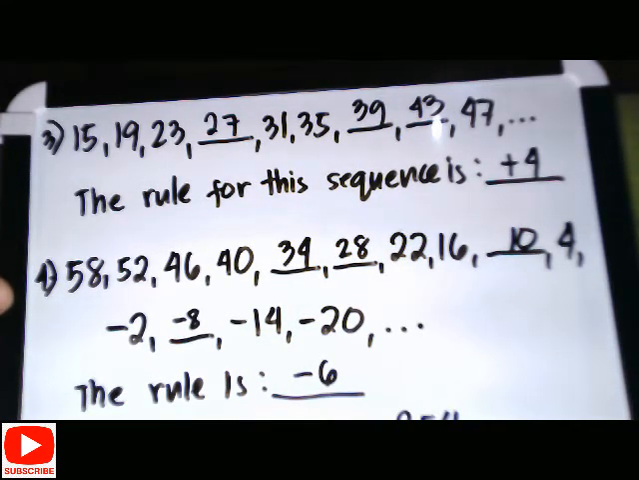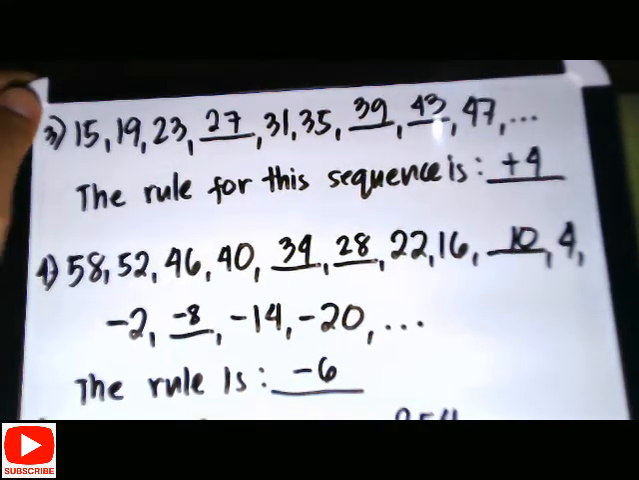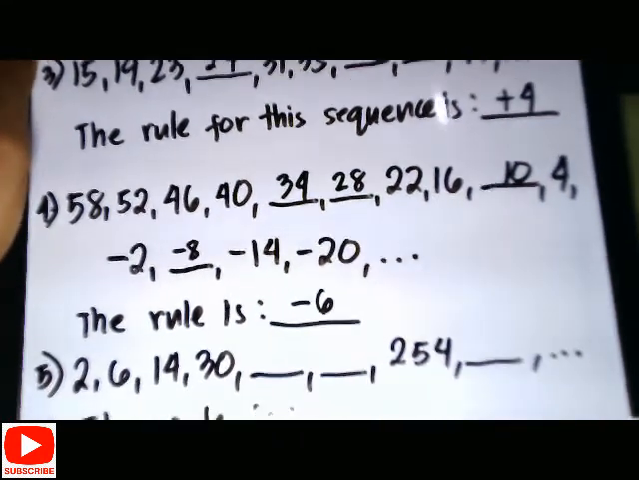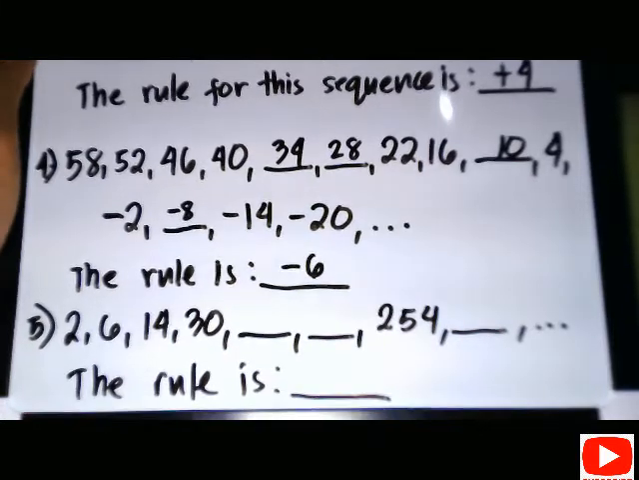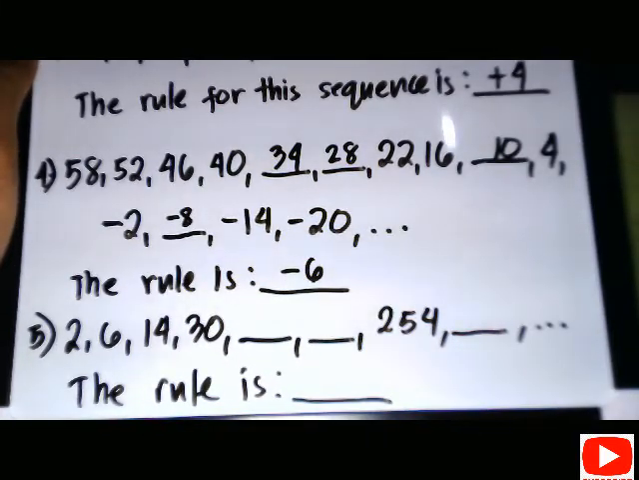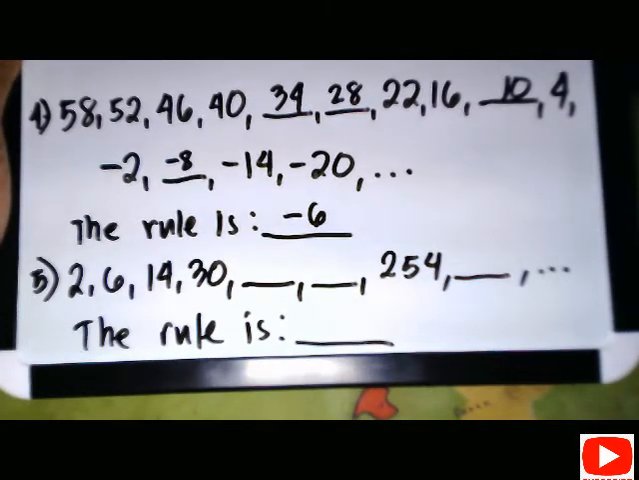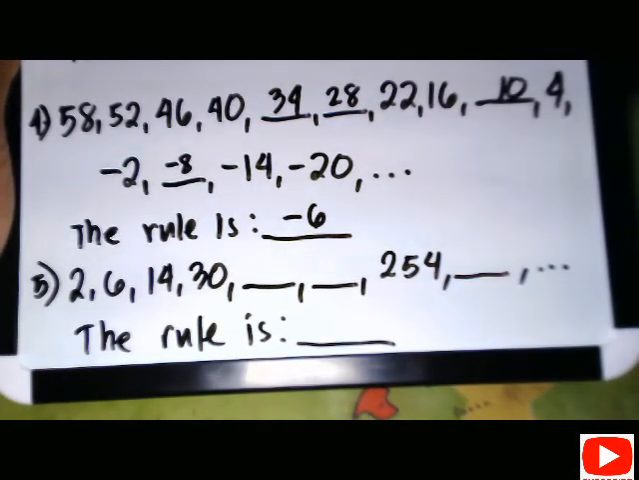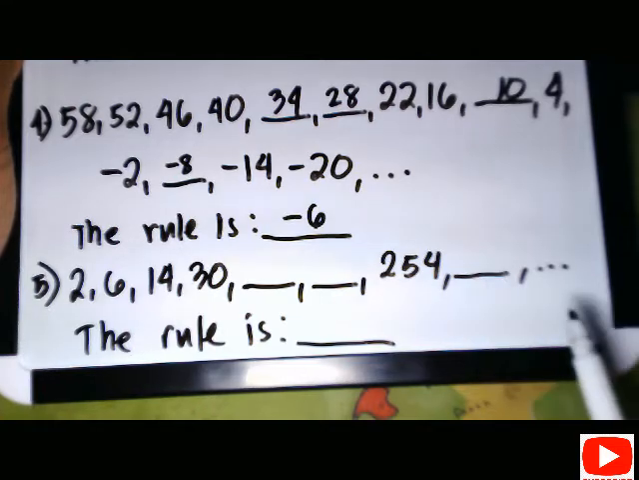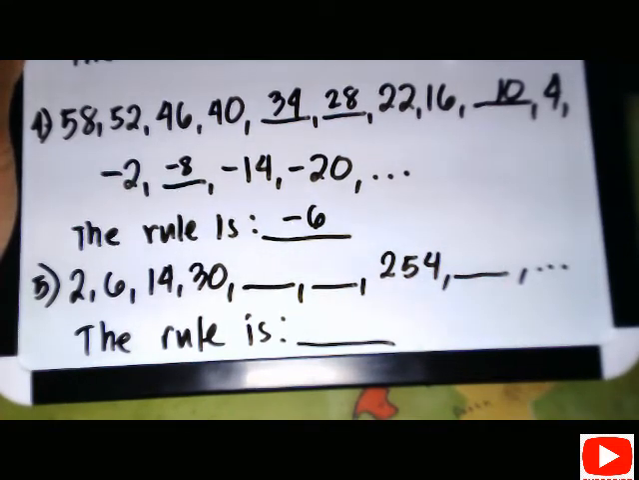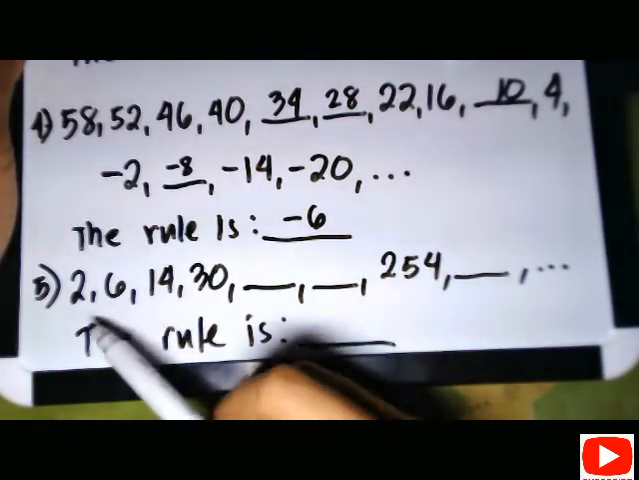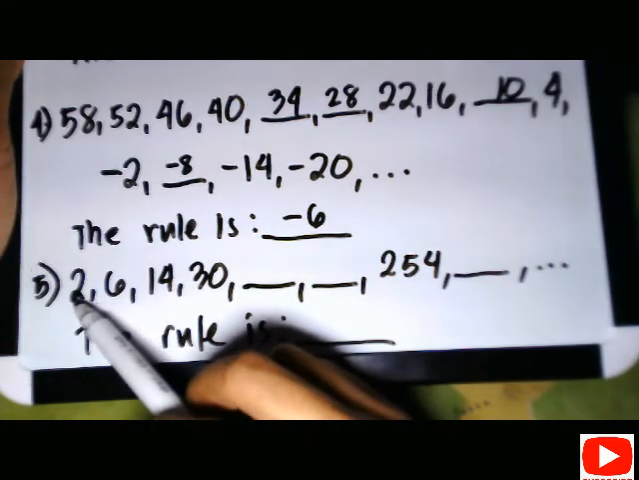Okay, let's try the last number. Number 5. What is the rule for this sequence? 2, 16, 14, 30, blank, blank, 2, 5, 4, blank. Now, let's try to find out the pattern.